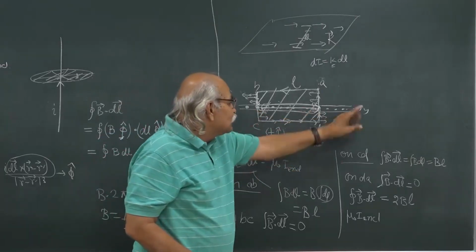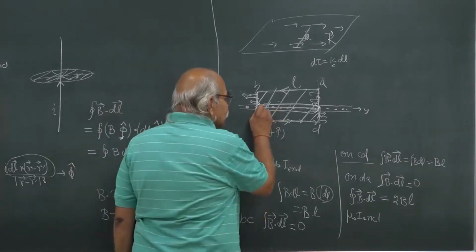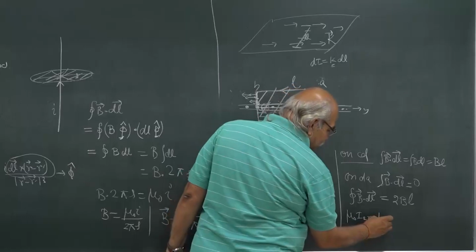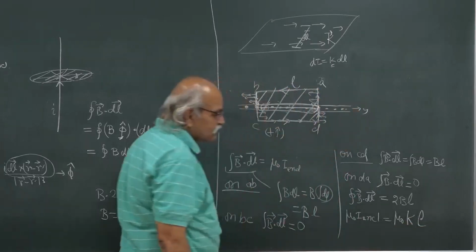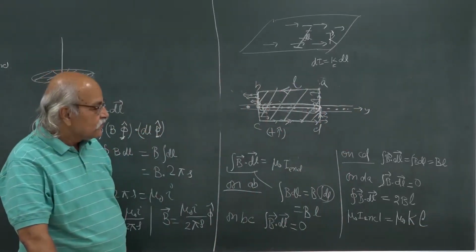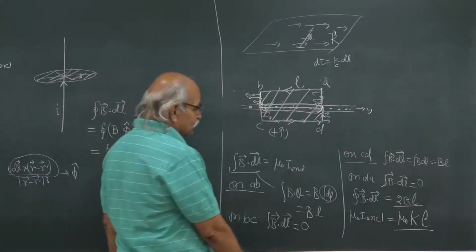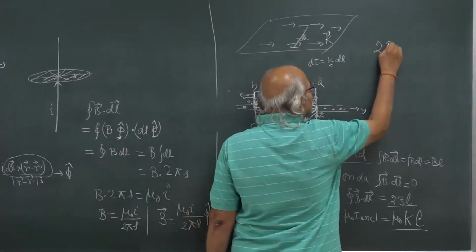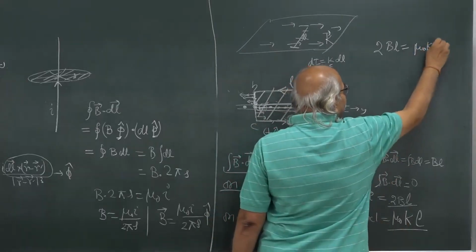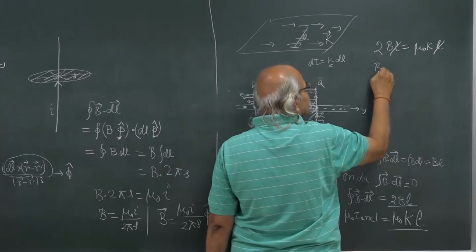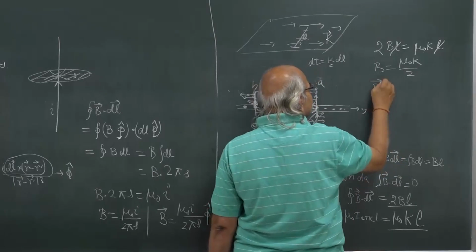It is this length in y direction, current is coming this way. So this current, which is crossing this area, will be just K times L, and these two are equal. So what you get? You get 2BL is equal to mu naught K times L, L cancels out, B is mu naught K by 2.